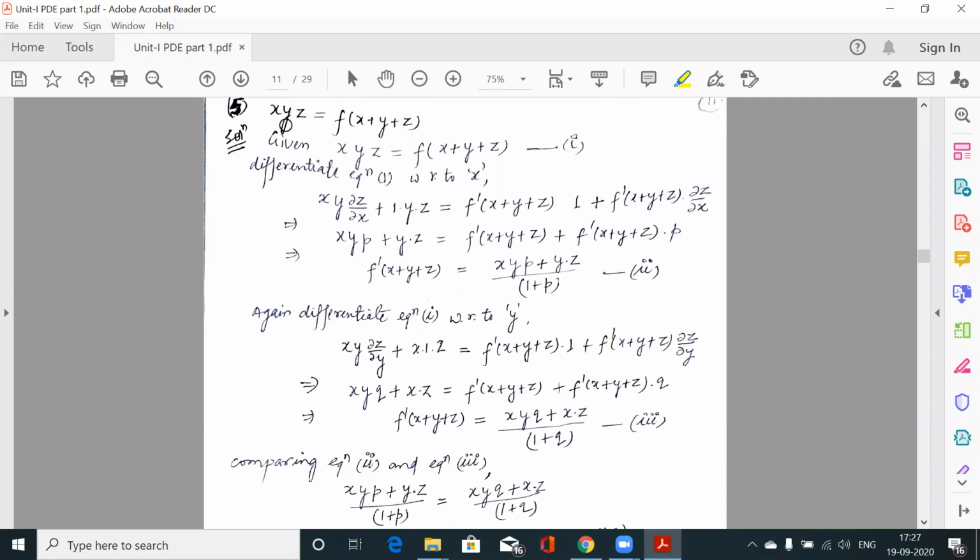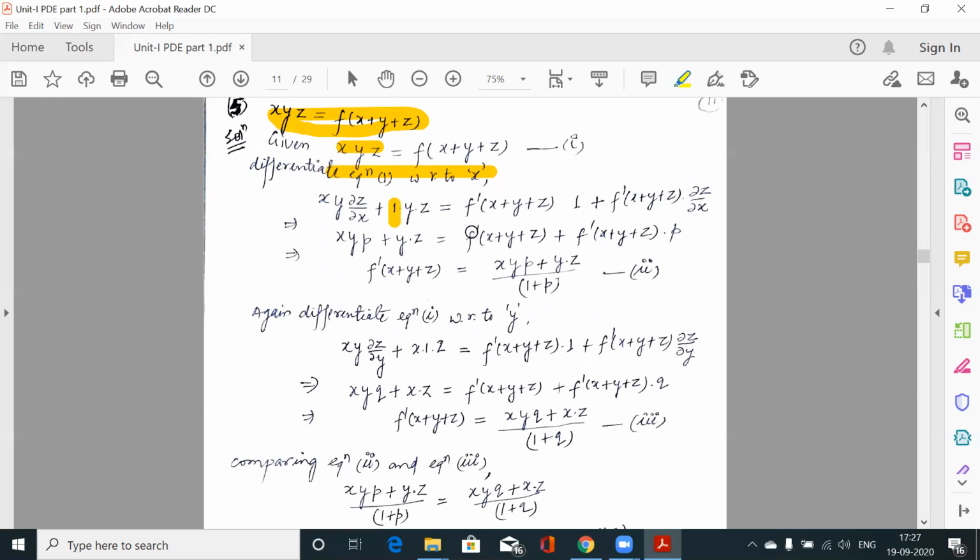Again, this equation is xyz is equal to a function of x plus y plus z. Here we have one arbitrary function. So first we are differentiating with respect to x. Differentiation with respect to x means xy del z over del x plus the differentiation of xyz, which is 1.